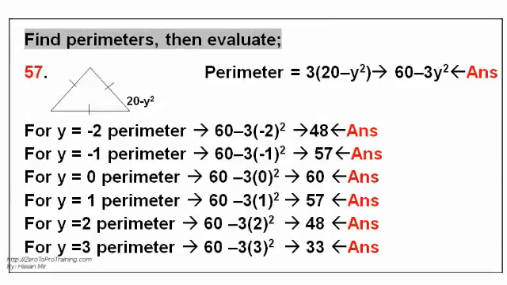Next slide. Exercises. 57. Perimeter is 60 minus 3y square. For y equals minus 2 is 48, y equals minus 1 is 57, y equals 0 is 60, y equals 1 is 57, y equals 2 is 48, y equals 3 is 33.